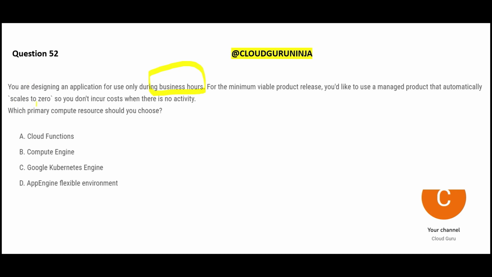If you are using Compute Engine, it will not scale to zero. Suppose you have two Compute Engines and you are not using them, you will still have to pay some cost. But you want to use something where you do not incur any cost if it is not in use. That means after 5 p.m., 6 p.m., 7 p.m., 8 p.m., 9 p.m., 10 p.m., you should not pay even a single dime. 6 a.m., 5 a.m., 4 a.m., not a single dime. From 9 a.m. onwards you should be able to pay.